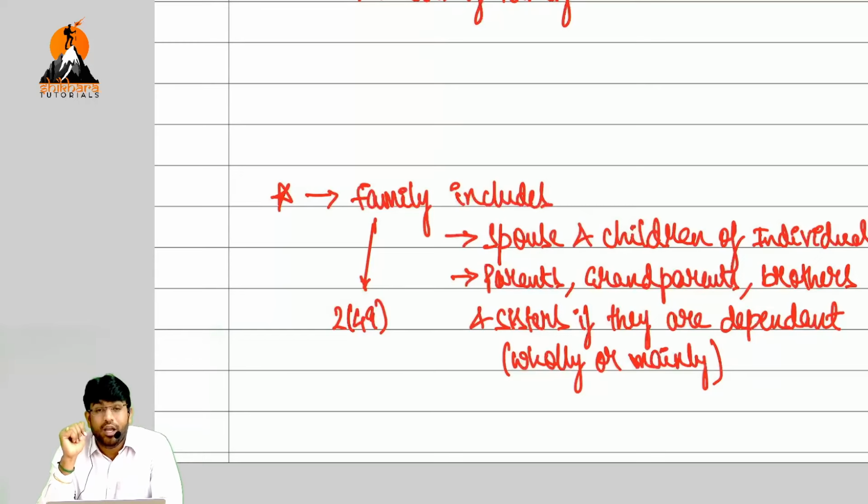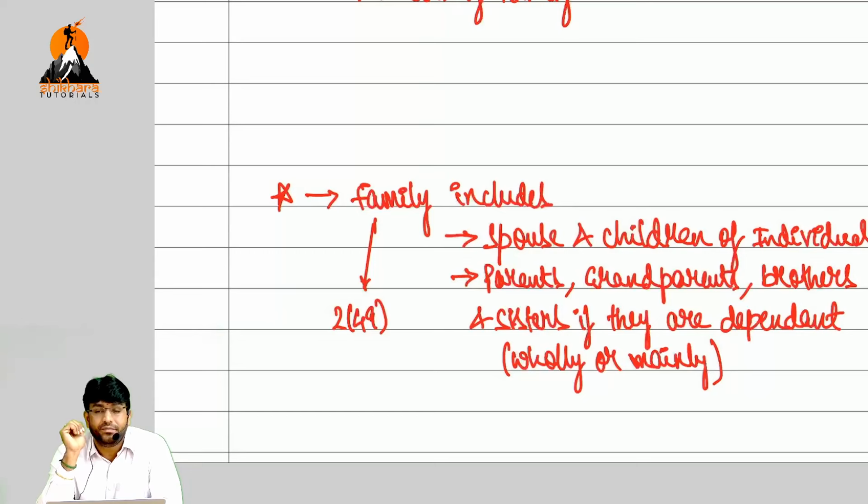Yes. Now, my wife also is not dependent on me. Now tell me, is she a related person for me? Yes. Am I a related person for her? Yes. Spouse and children are always regarded as members of the family. And this family word is defined in the law. In which section?